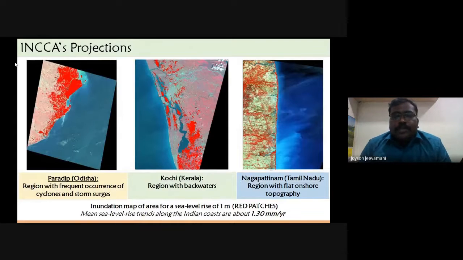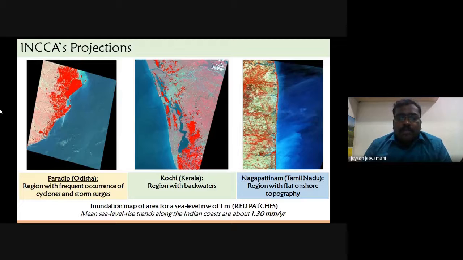These are some of the projections of INCCA. For example, the first image is a part of Paradip in Odisha. It shows how, with a 1 meter sea level rise, the area will be inundated with seawater. In the map of the first figure, Paradip, the red colors show the inundation levels. If sea level rises to 1 meter, this much land area will be underwater. This is for Odisha, which is frequently exposed to cyclones and storm surges.